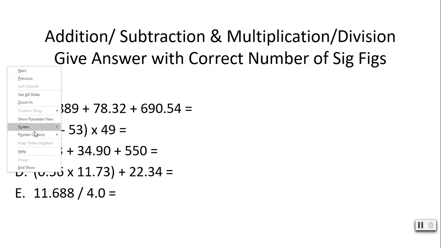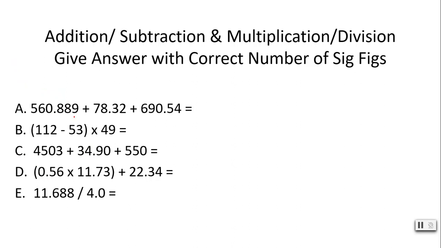So for the first problem, we have 3 numbers that need to be added. When putting those 3 numbers in your calculator, just as they come out, you should get 1329.749. You should get this answer. But this is not the answer that you should report because it does not have the correct number of significant figures with regards to the rules for addition.